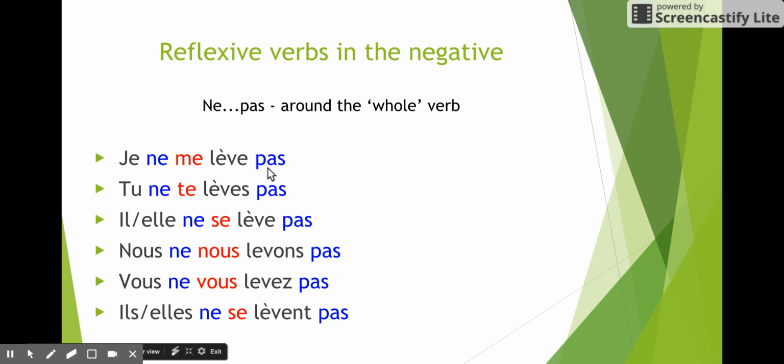Je ne me lève pas. Tu ne te lèves pas. Il, elle ne se lève pas. Nous ne nous levons pas. Vous ne vous levez pas. Elle, il ne se lève pas. That's it.